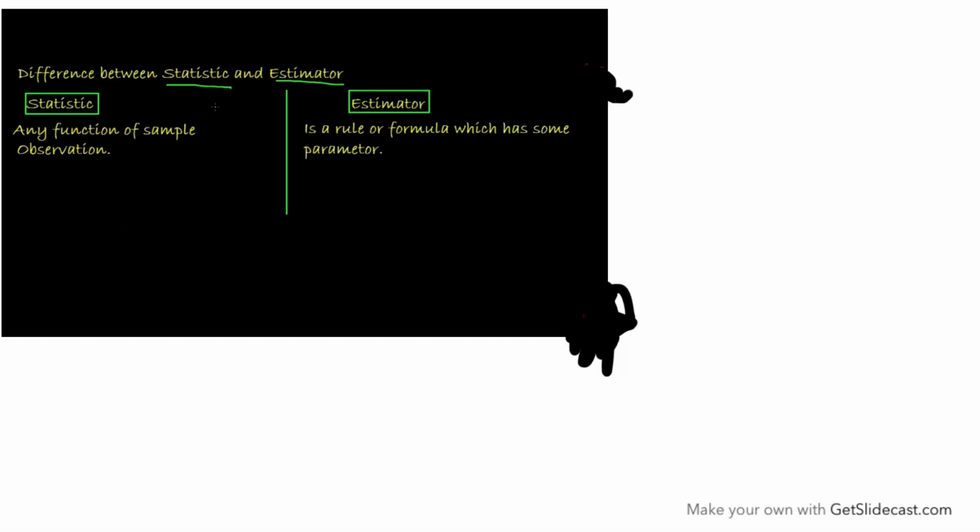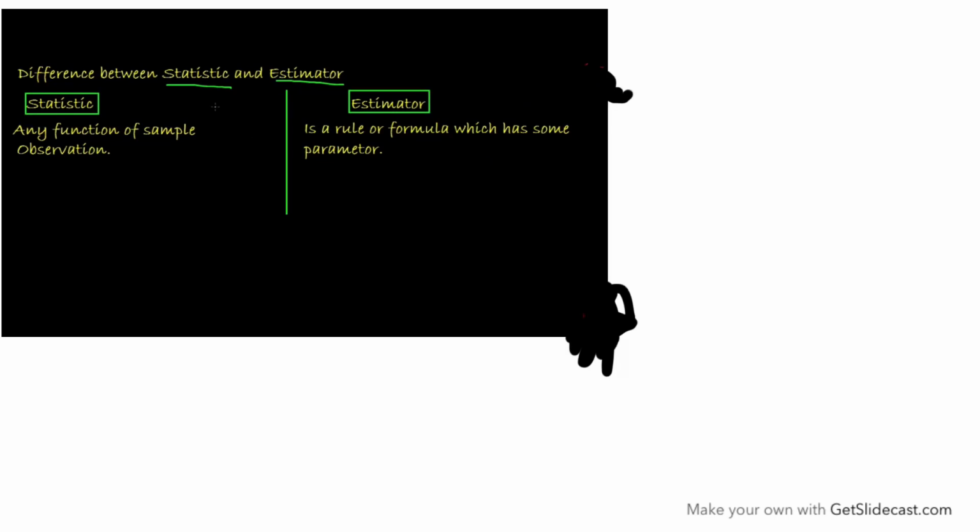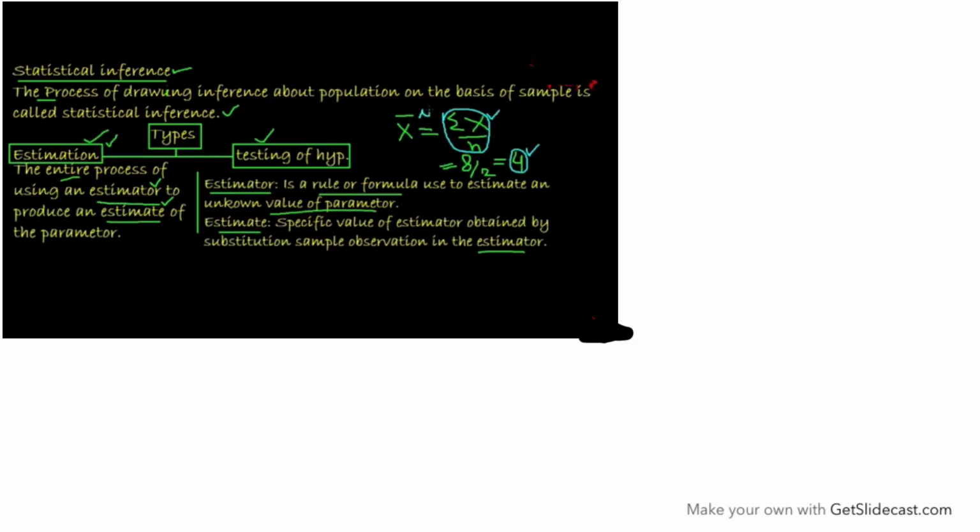Now you can begin to imagine estimation and hypothesis testing as divisions of inferential statistics, or statistical inference. You can't talk about it without considering what a statistic is and what an estimator is. Any function of sample observations is what we call a statistic, while an estimator is a rule or formula which has some parameters.